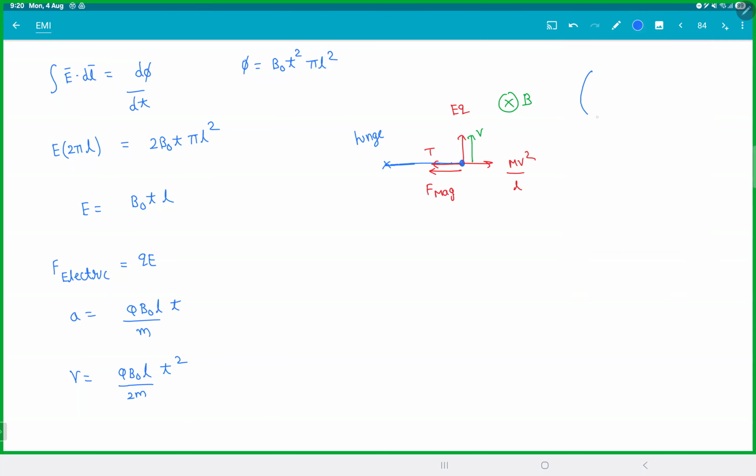There is one more problem here. We are going to ignore this. If you have a time varying electric field, that actually creates another magnetic field. We are ignoring it.